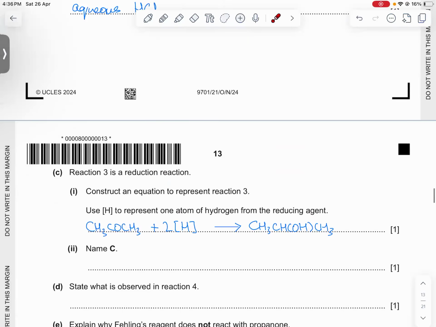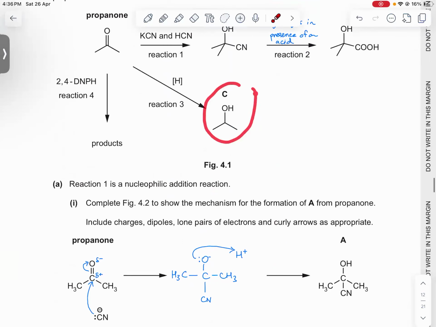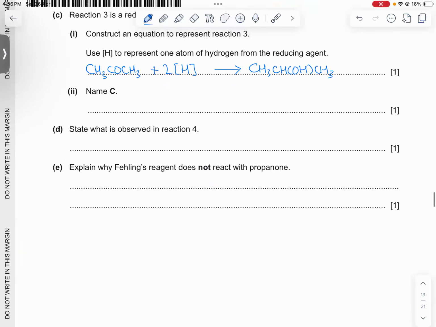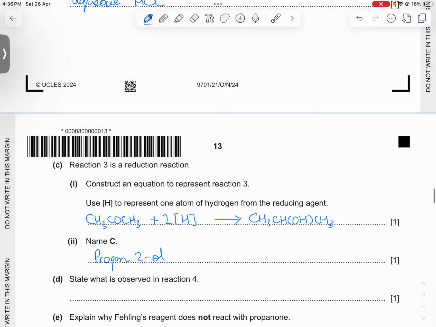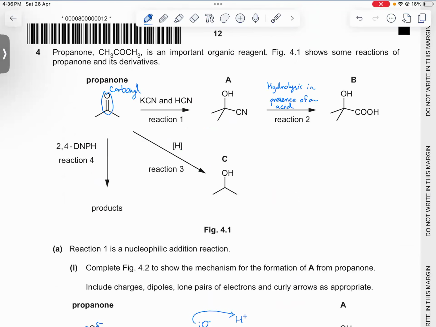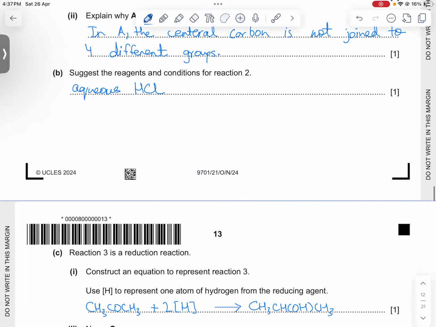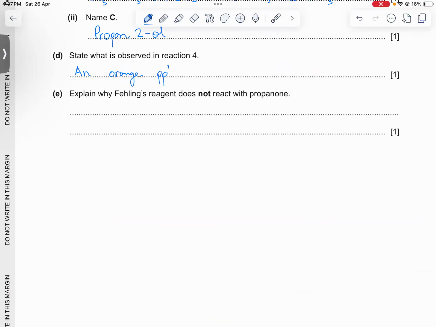Next, name C. What is C? C is called propan-2-ol, right? State what is observed in reaction 4 because there was a carbonyl carbon. This is called a carbonyl carbon, right? The product should be an orange precipitate, right? You can say orange-red, or you can also just say orange. So an orange precipitate will be observed.